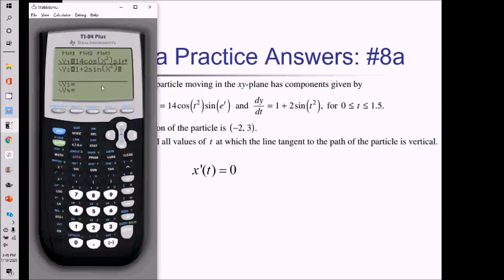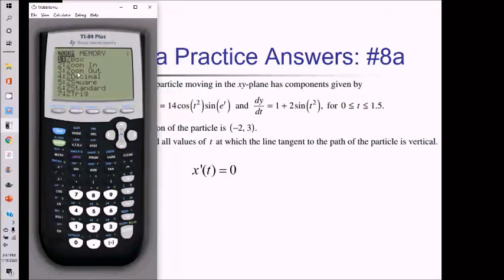So back in my y equals, I only want to graph x prime and see where that crosses the x-axis. So let me go ahead and deselect this y2 here where I have my y prime stored. And now let me do window, and we're going to go from 0 to 1.5 because that's what they told us we're looking in. And then let me do zoom 0 and see what this looks like. And then we'll find the zeros.